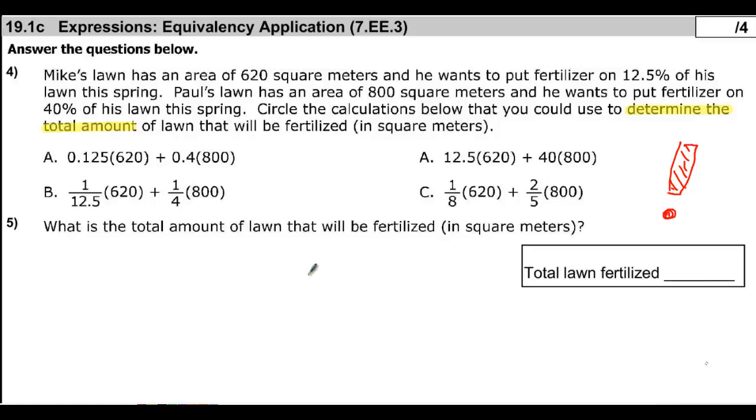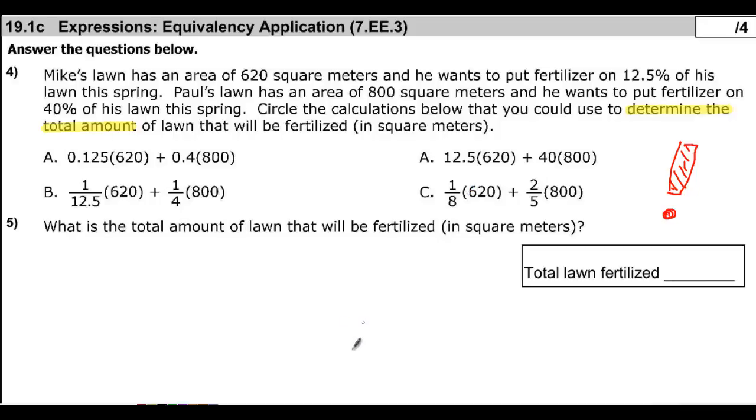All right, it is time for the last video on concept 19.1, the last regular test video, 19.1c. This is another equivalency application problem, and the idea is you have two individuals and you want to find out how much total fertilizer they need for their lawns. Now on these problems, the key is changing these percentages into either decimals or fractions, because that's what's used in the problem. So a key to any problem like this is look at the answer and understand what they are asking you to be able to do.